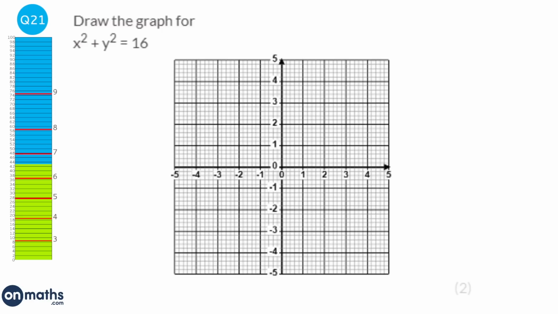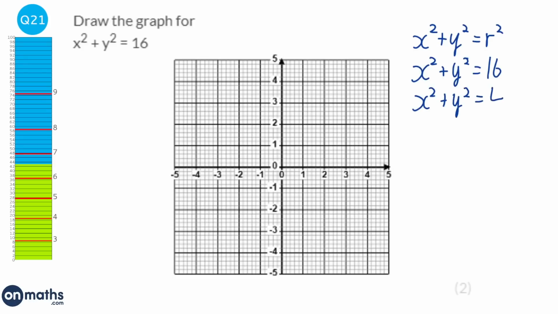This question relies on the fact that you know what the equation of a circle is. The equation of a circle is x squared plus y squared equals r squared. Now r is the radius of the circle. So when I rewrite this and I write it with our 16 there, we can actually rewrite 16 as 4 squared. Okay, comparing this equation to this equation, we can see that r is 4.